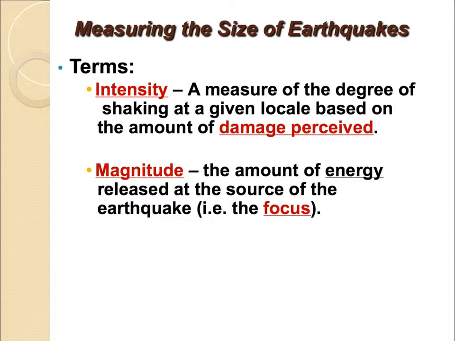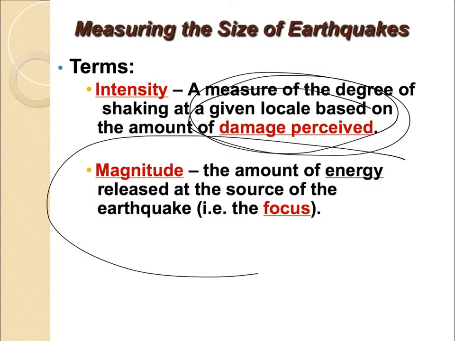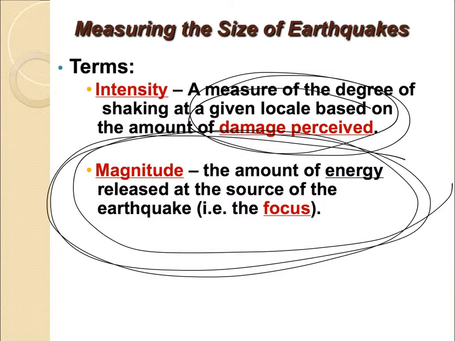Intensity is a measure of the degree of shaking at a given location based on the amount of damage perceived. And I just want to point out that the amount of damage perceived is in the eye of the beholder. So somebody has to look around, make observations, come up with how much damage is done, and then say, okay, here's how intense this earthquake is. This one is purely mathematics based on a certain amount of energy that actually gets released. So I just wanted to specify that. So maybe this one is more old school and this one here is more modern.